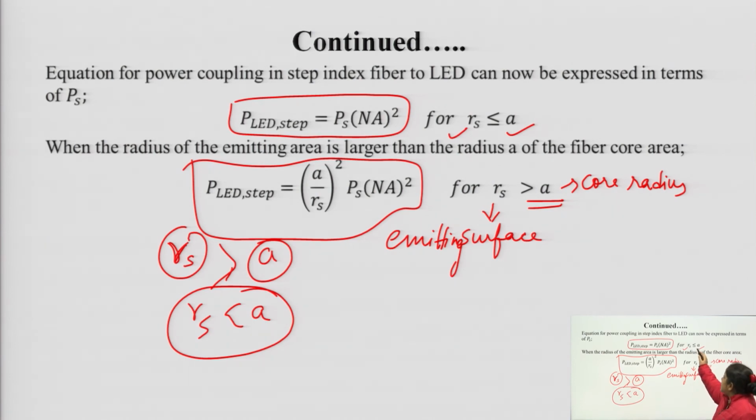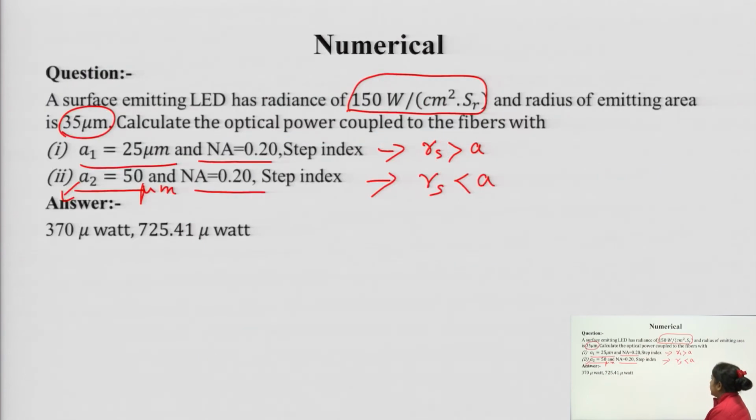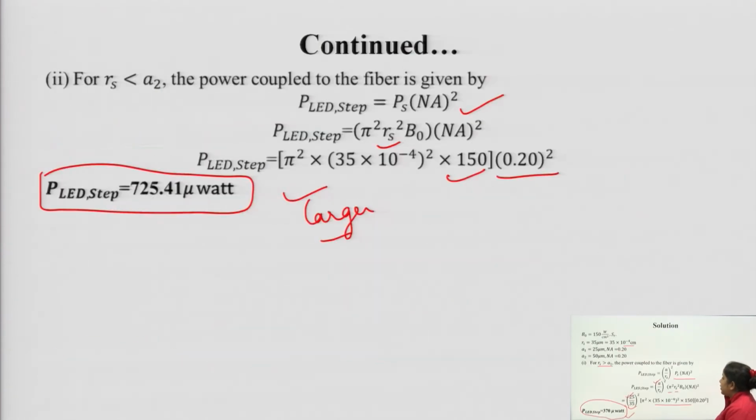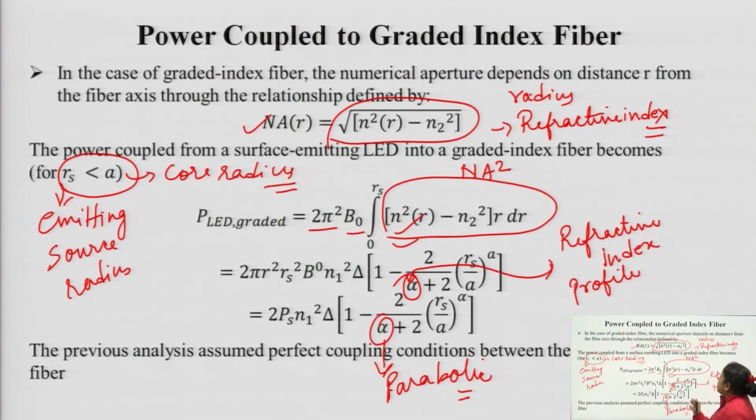So, when RS is less than or equal to A, in that case the power that has to be coupled into the step index fiber from the LED should be equal to PS into NA square. In the next case, when RS, that is the radius of the emitting surface, is greater than A, the power that has to be coupled into the step index fiber from the LED is given by this equation. We have done the numerical based on that, and then the power coupled into the gradient index fiber.